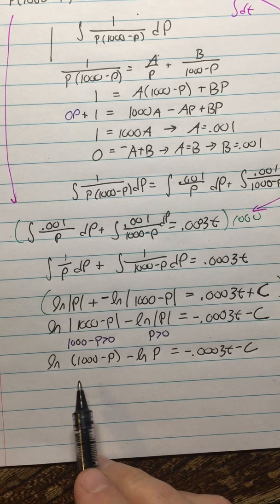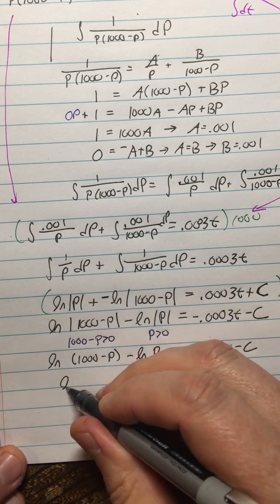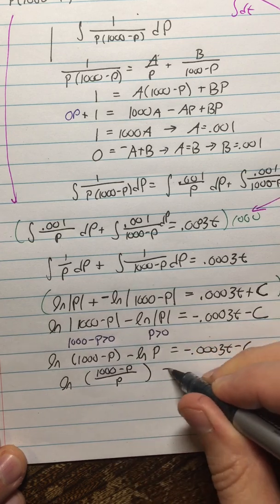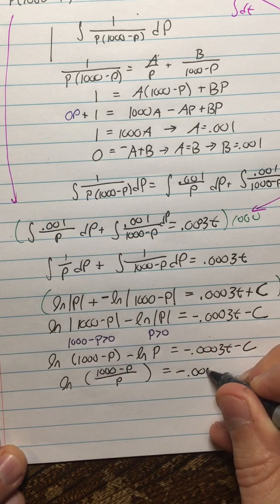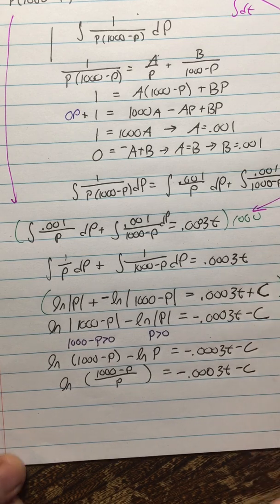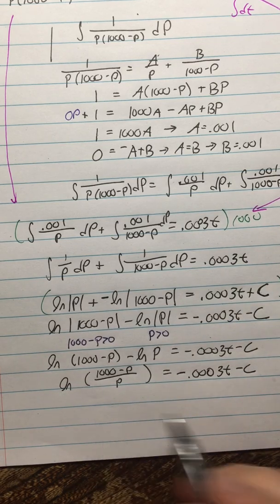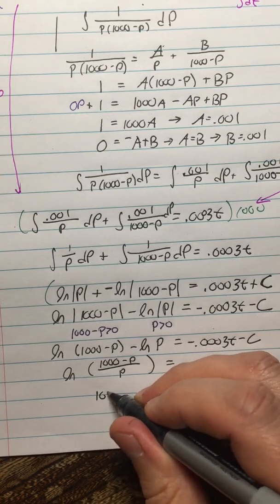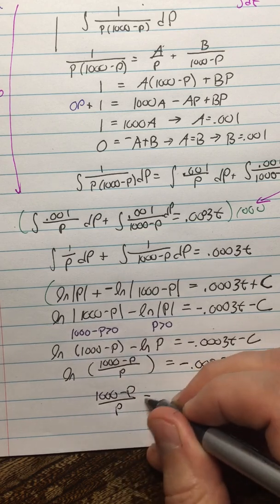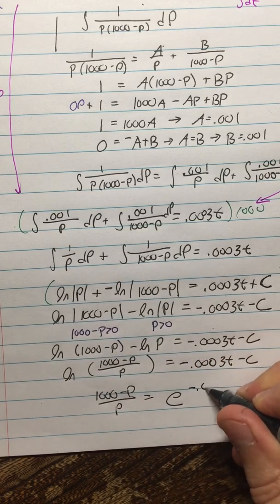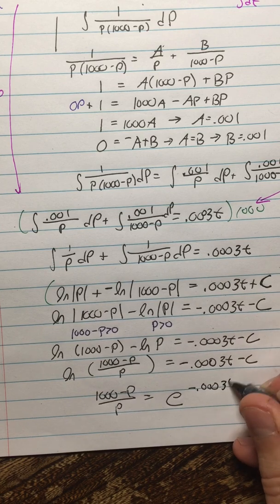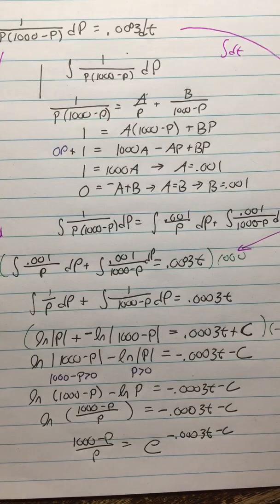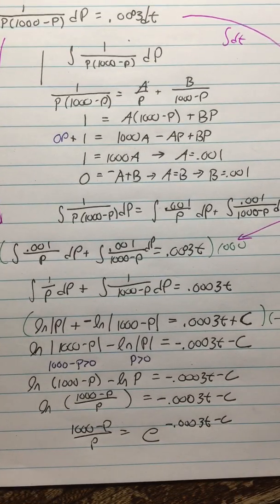All right. Now, from here, we can put together the ln's. So we're going to have ln of 1,000 minus p over p equals negative 0.0003t minus c. And then, of course, if we want to solve for p, we need to take e to both sides, or put the ln to the other side as an e. So then I'm going to have 1,000 minus p over p equals e to the power of negative 0.0003t minus c. All right, so I've run out of paper and time, so I'm going to continue this on the next page in the next video.